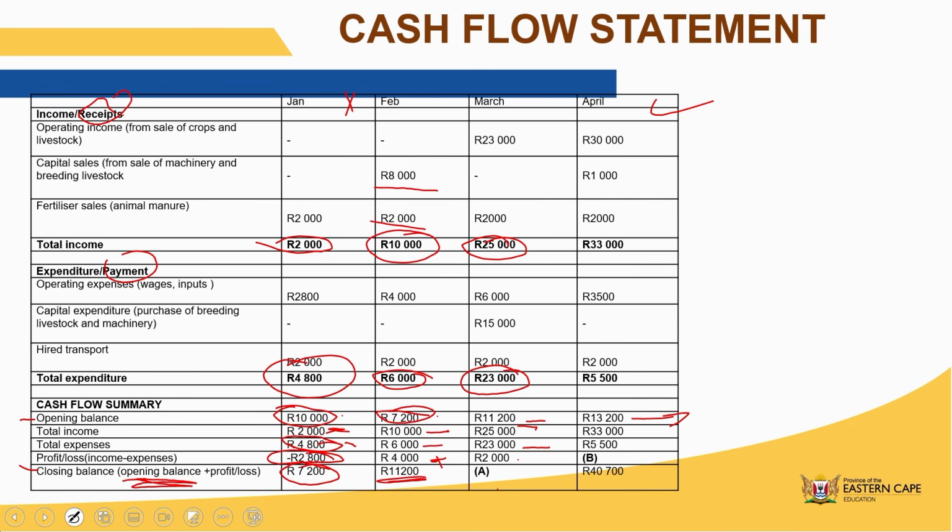So in March, we have an opening balance of 11,200. We have a total income of 25,000. We have a total expenditure of 23,000 rand. Then subtracting 23,000 from 25,000, it gives us the total of 2,000 rands.